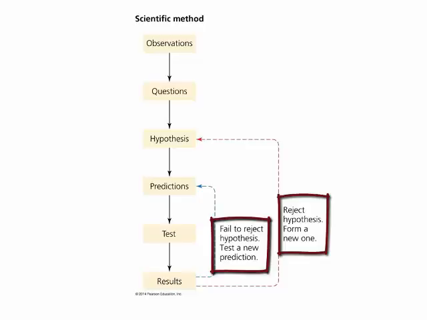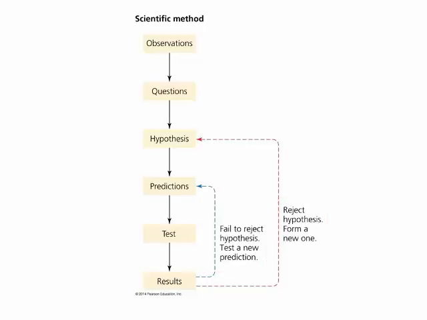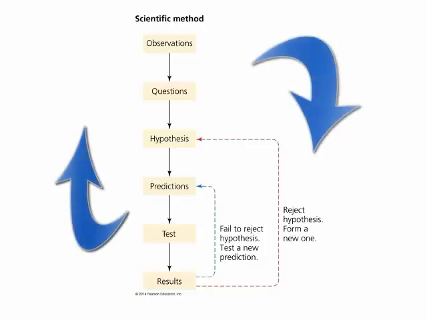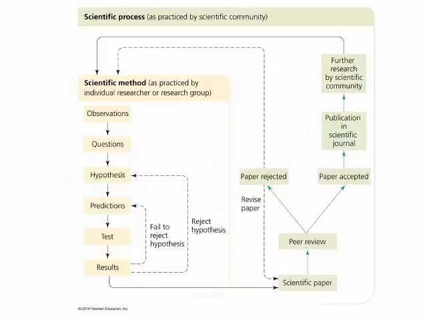If a scientist fails to reject their hypothesis, this lends support to the hypothesis but does not prove it. Usually, the scientist will formulate new predictions to further test their hypothesis. In this way, the process of conducting science is very much a continual process. But there is more to practicing science than just conducting experiments and following the scientific method.